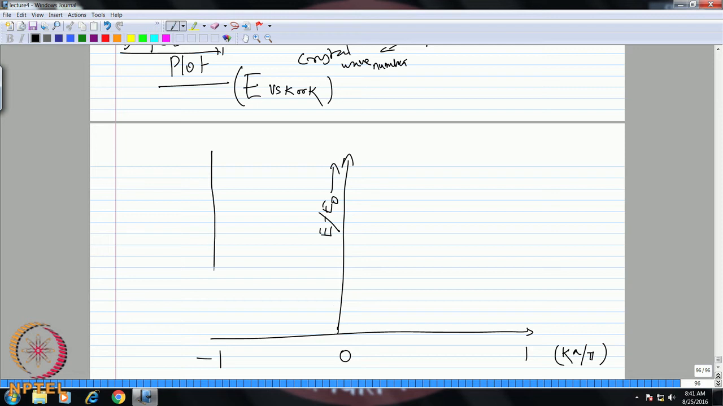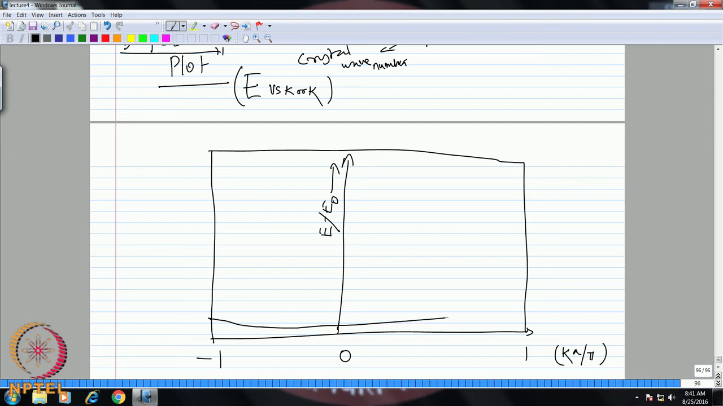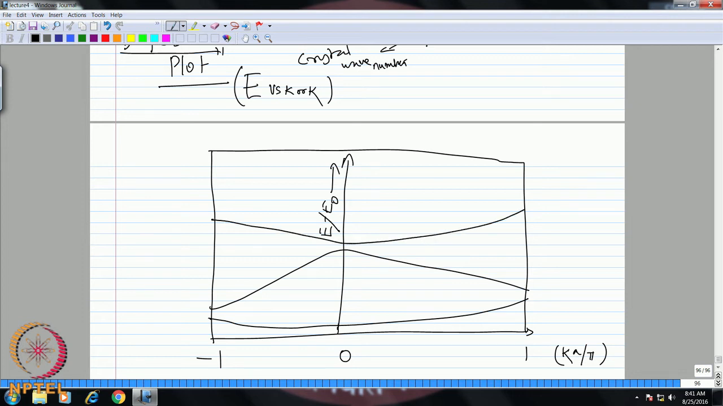So, I will just draw the box. The lowest value will be something like this, symmetric about 0, and then you will have something like this, then you have a band gap, and then you will have something like this, and again you have a band gap, and then something like this. Okay. These are the different energy levels.